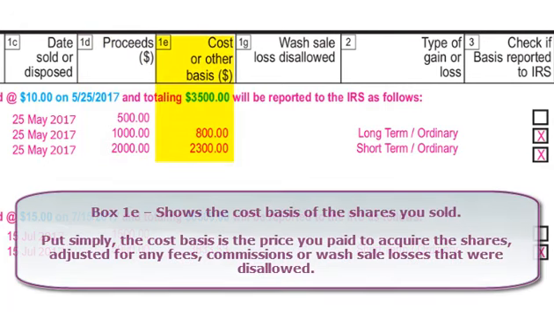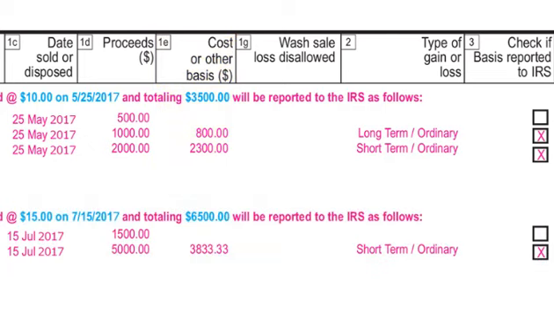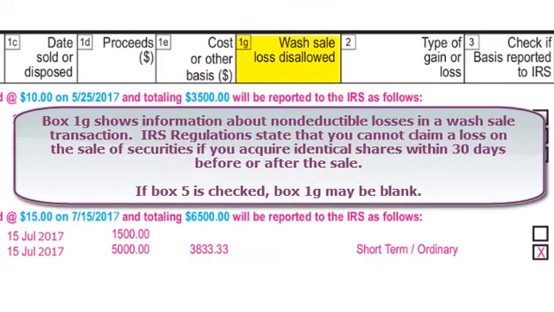Box 1E shows the cost basis of the shares you sold. Put simply, the cost basis is the price you paid to acquire the shares, adjusted for any fees, commissions, or wash sale losses that were disallowed. Box 1G shows information about non-deductible losses in a wash sale transaction. IRS regulations state that you cannot claim a loss on the sale of securities if you acquire identical shares within 30 days before or after the sale.